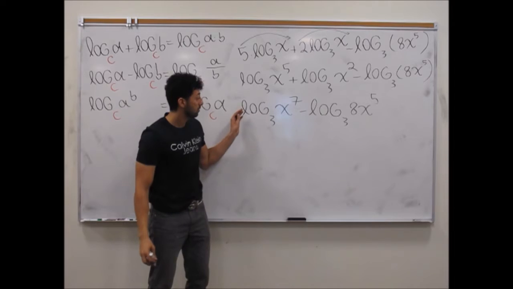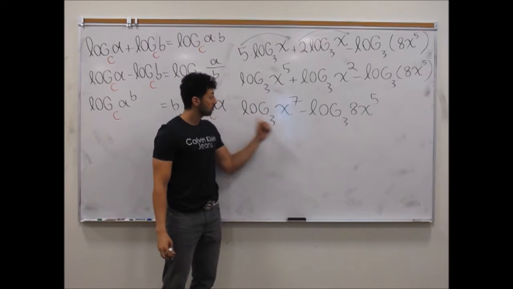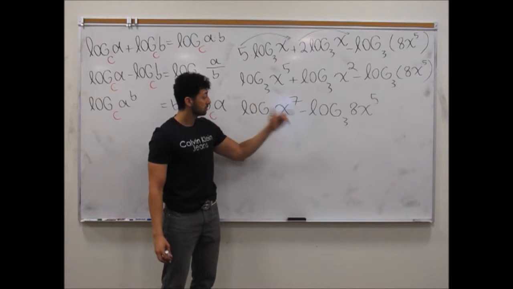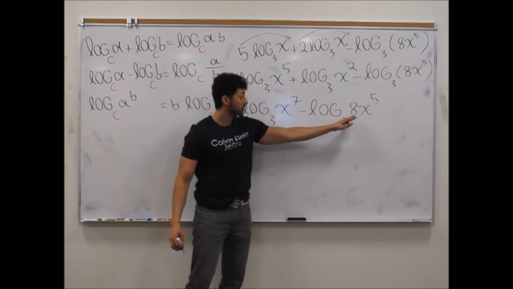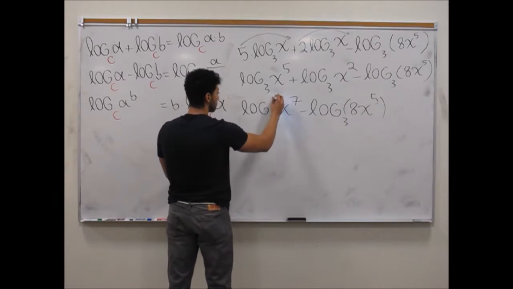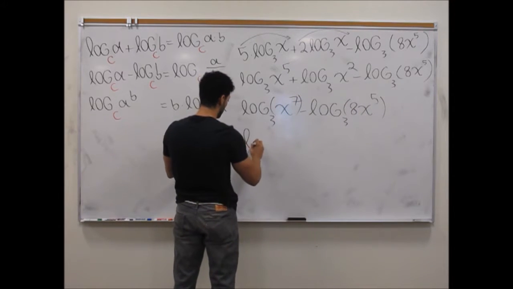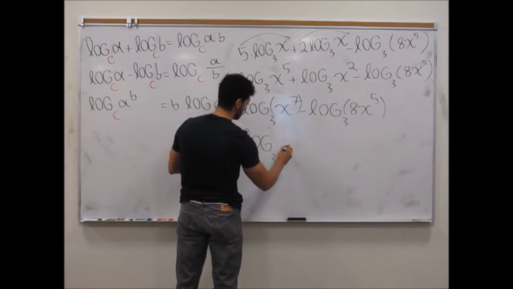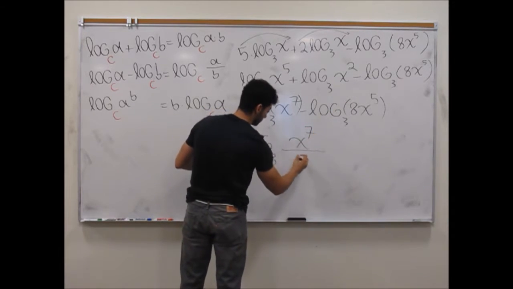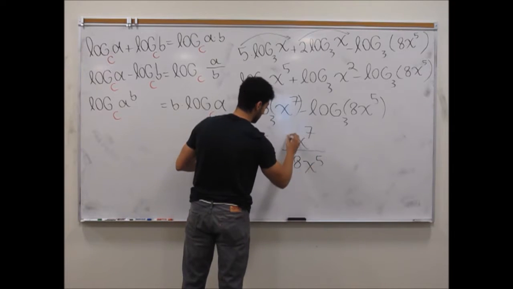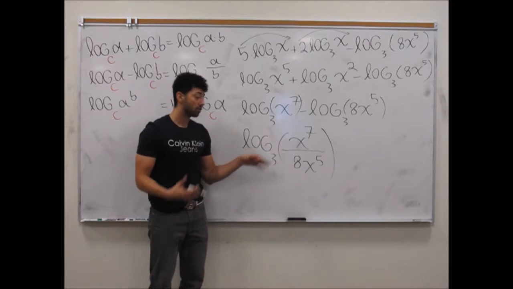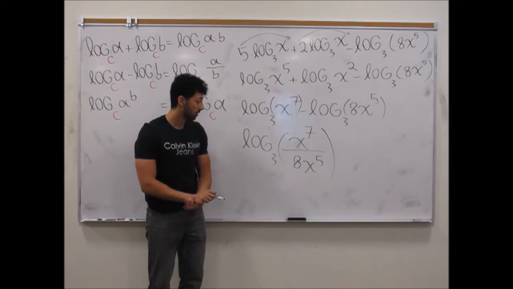Okay, now since I have the same base, what the subtraction is indicating is that I'm going to divide x to the 7th by whatever is inside this log. So then we get log base 3 of x to the 7th divided by 8x to the 5th. This is inside the log. If you could simplify the argument of a log, you might as well do it, right?